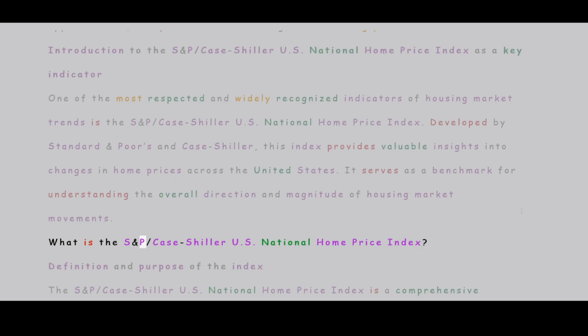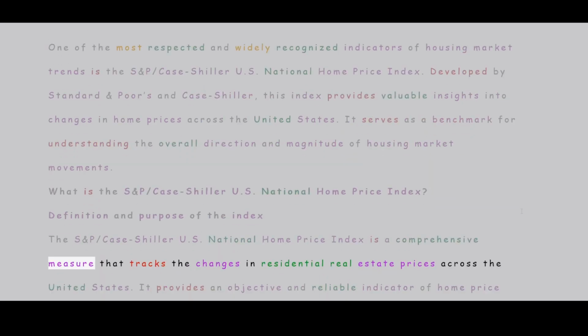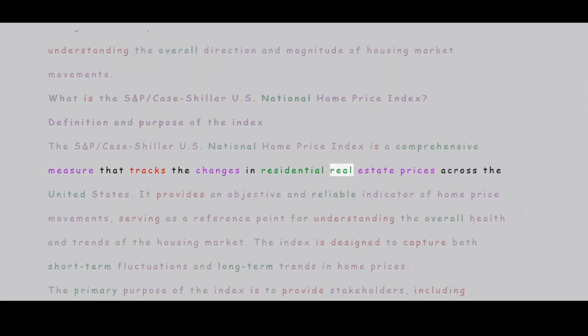What is the S&P/Case-Shiller U.S. National Home Price Index? Definition and purpose of the index. The S&P/Case-Shiller U.S. National Home Price Index is a comprehensive measure that tracks the changes in residential real estate prices across the United States. It provides an objective and reliable indicator of home price movements, serving as a reference point for understanding the overall health and trends of the housing market. The index is designed to capture both short-term fluctuations and long-term trends in home prices.